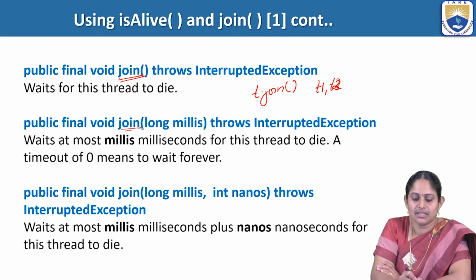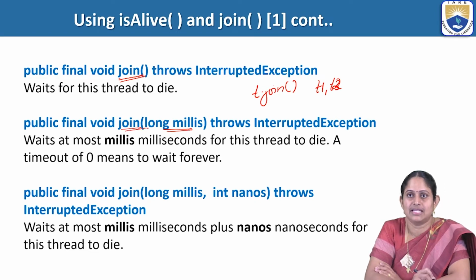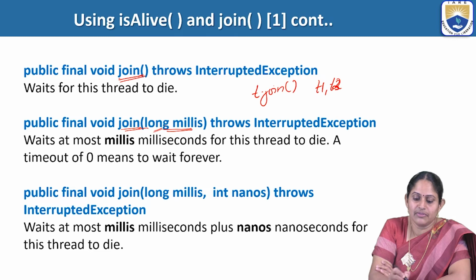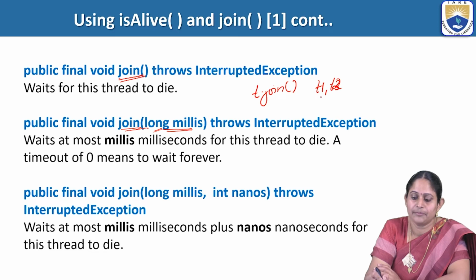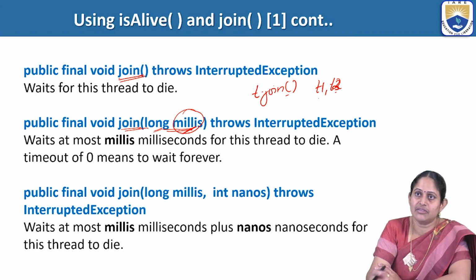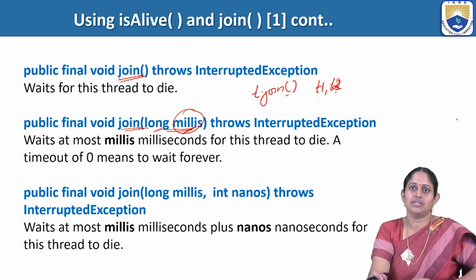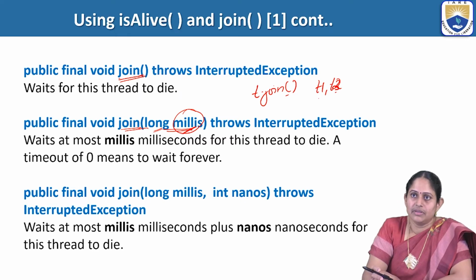Then we have the join method specifying some milliseconds. We specify some milliseconds for the threads to wait. So T1 and T2 will wait for the specified time for T to complete. Once this time is over, they may take up the CPU. And a timeout of 0 means it will wait forever.